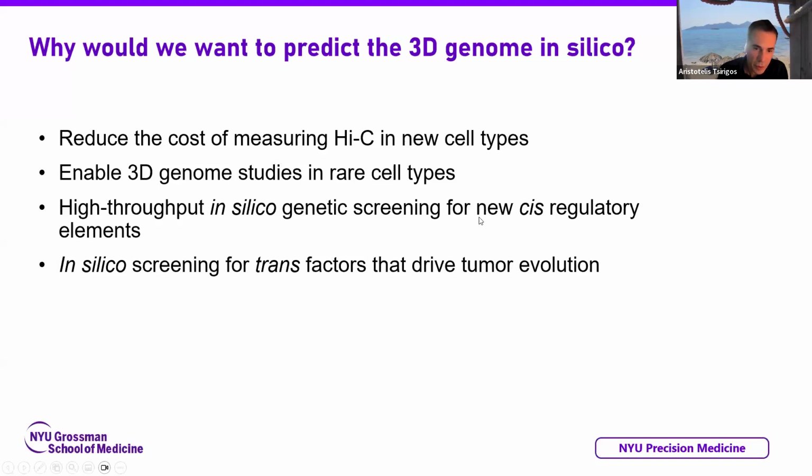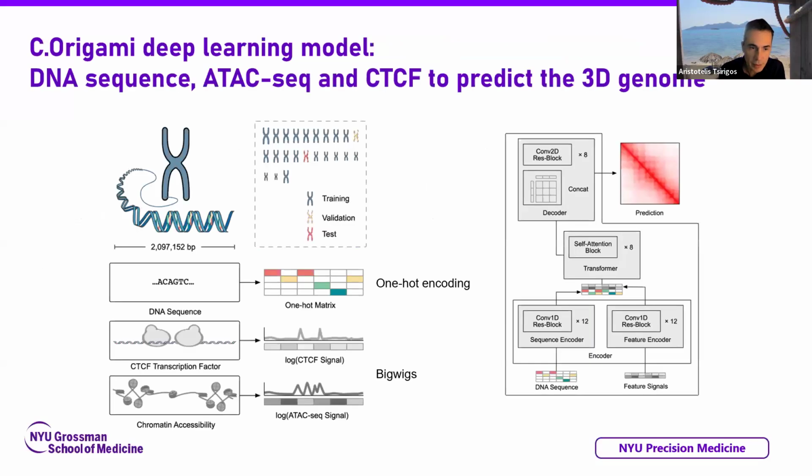The other motivation for this work is to enable in silico genetic screening. So the idea being that if you have a good model of chromatin organization, and chromatin organization is very important for gene regulation, perhaps you can start deleting certain regulatory elements or putative regulatory elements instead of doing this using a CRISPR screen in the lab, which is expensive and time consuming and cannot really scale. Perhaps we can do in silico genetic screening instead.